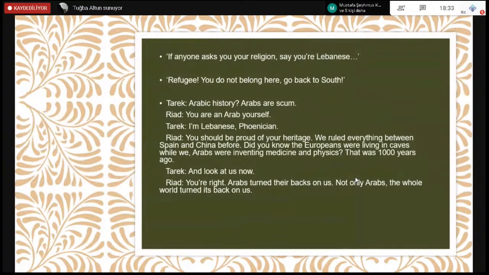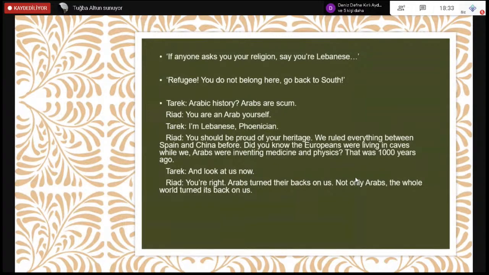If anyone asks you your religion, say you are Lebanese. One of the characters says this quote, because when the civil war started, there were people talking about it, and Christians and Muslims could not enter some neighborhoods. There was discrimination, so some people didn't want this, and they said you are Lebanese.